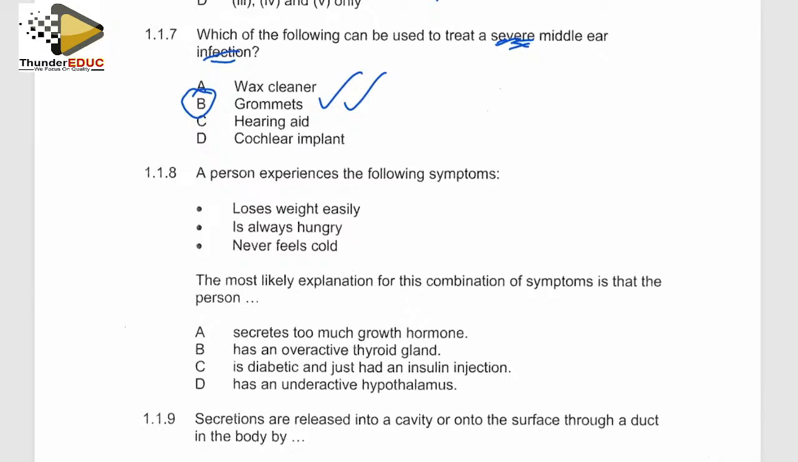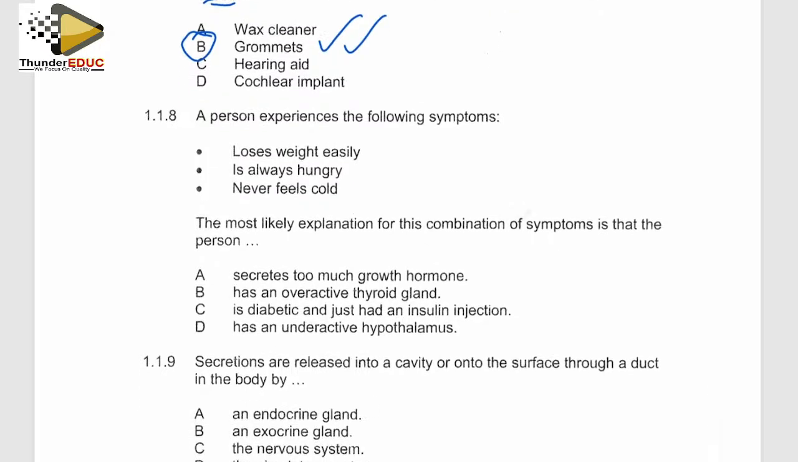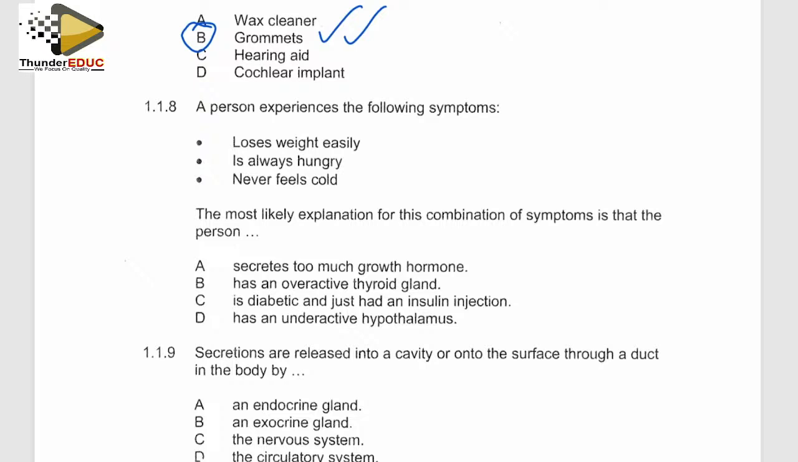The person experiences the following symptoms: loses weight easily, is always hungry, never feels cold. The most likely explanation of this combination of symptoms is that the person secretes too much growth hormone? No. Has an overactive thyroid gland? Probably. Diabetic? No. Has an underactive one? No. B becomes the most correct answer.